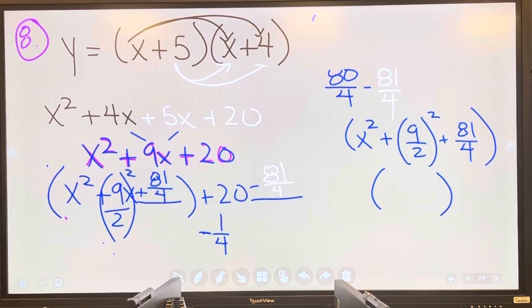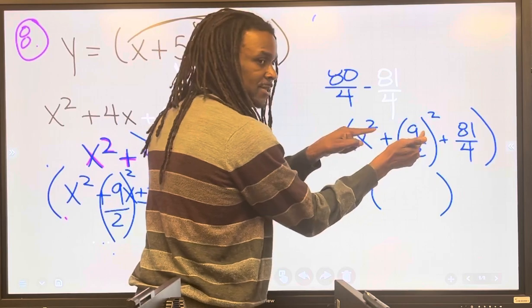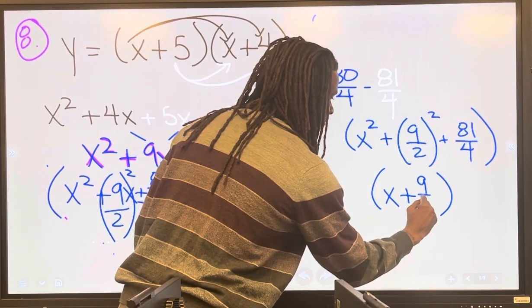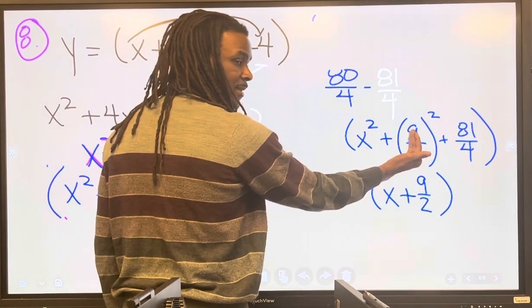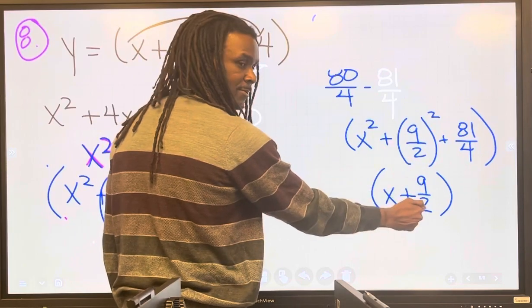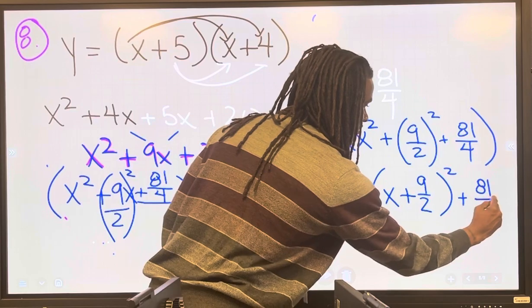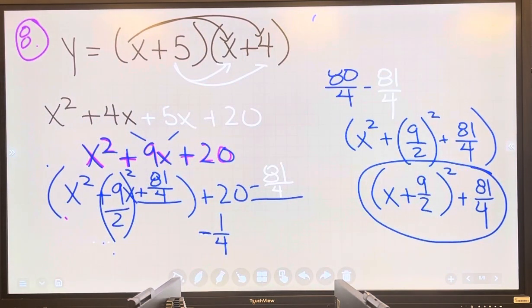Got that? All right. Now, whenever you see it that way, your answer is always here. So your answer is going to be x. Whenever you add those fractions on the outside, two numbers that multiply to give you this fraction and add to give me this, it's always the middle value, plus 81 over 4. So this is our answer. That's number 8.